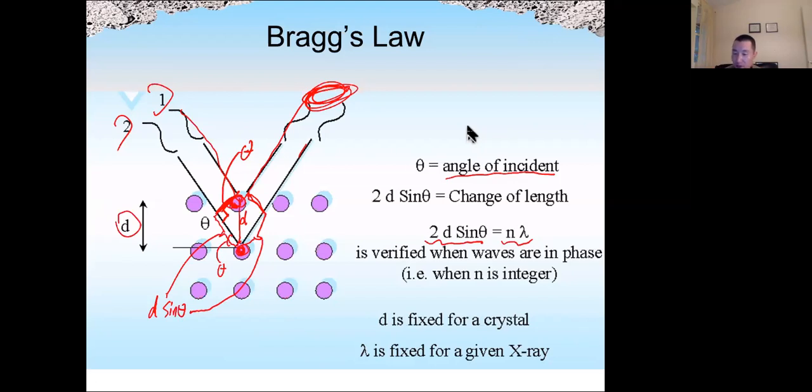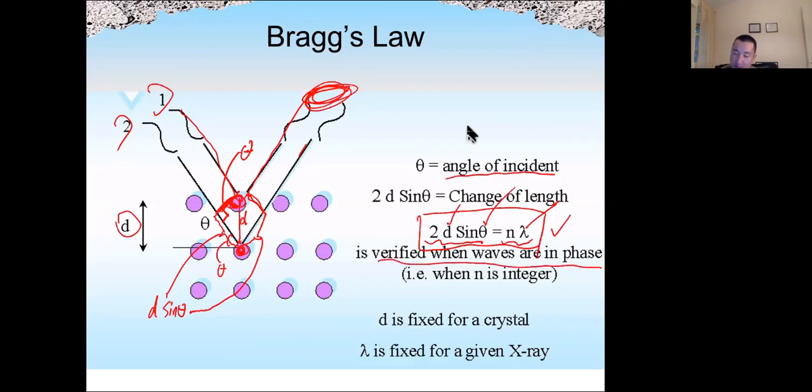If this equation is not satisfied, it depends on the value of d and also theta. For certain rays, for example X-ray, lambda is fixed. So when we change theta and d, we have different peaks. When this happens, we say Bragg's law is verified when waves are in phase.